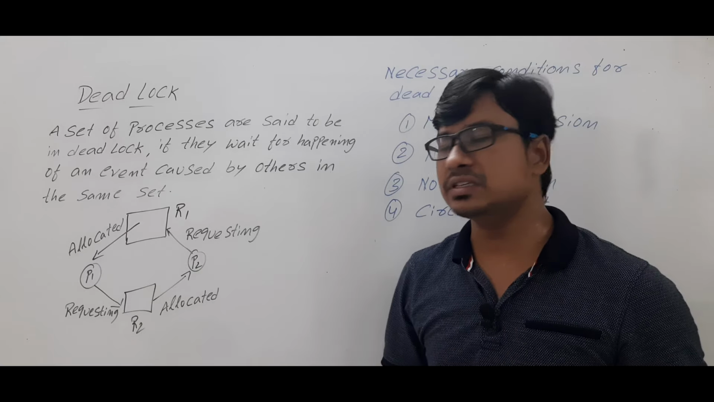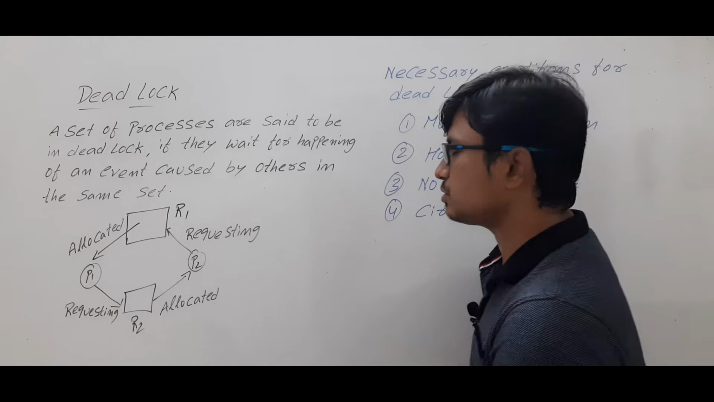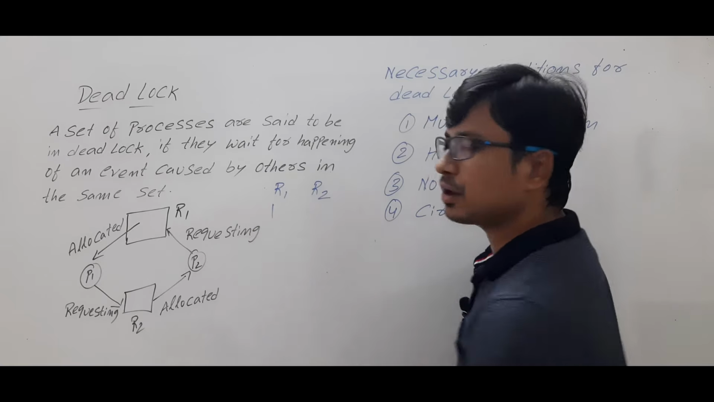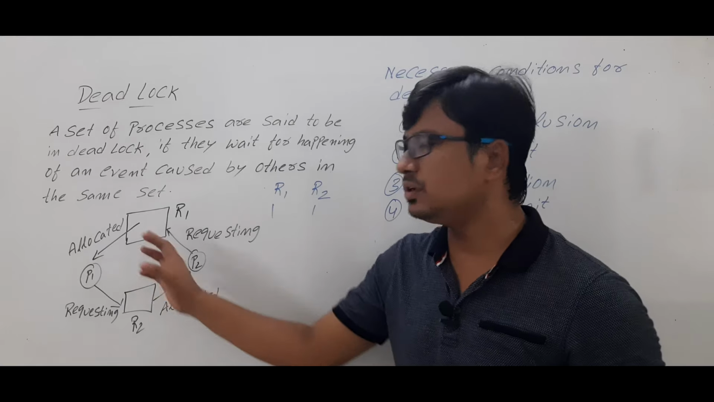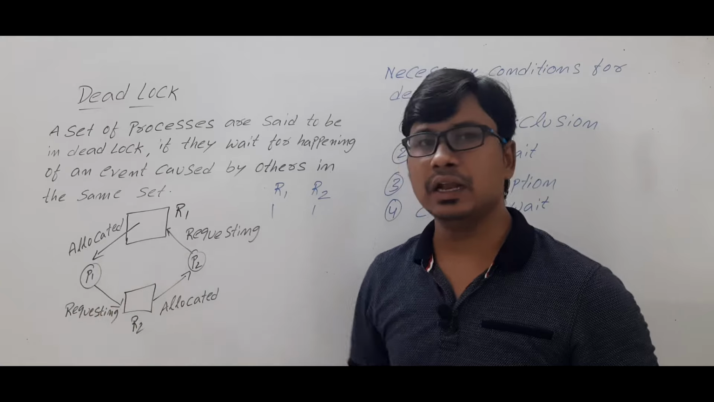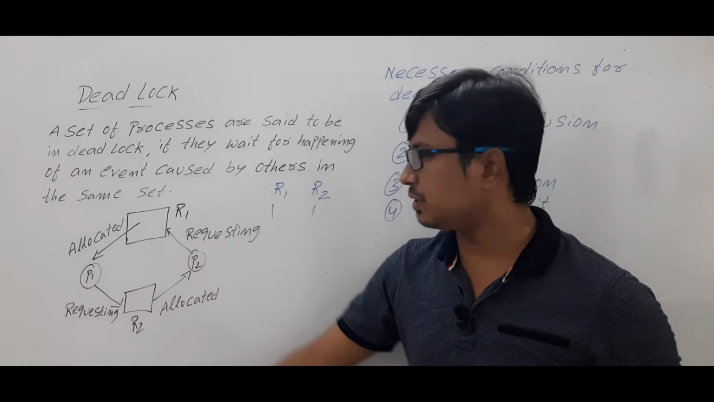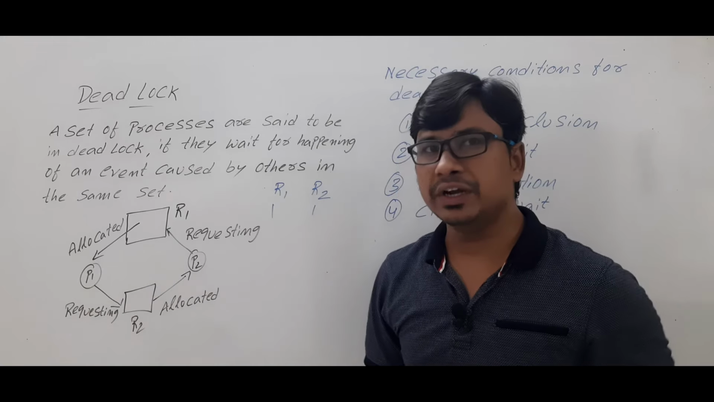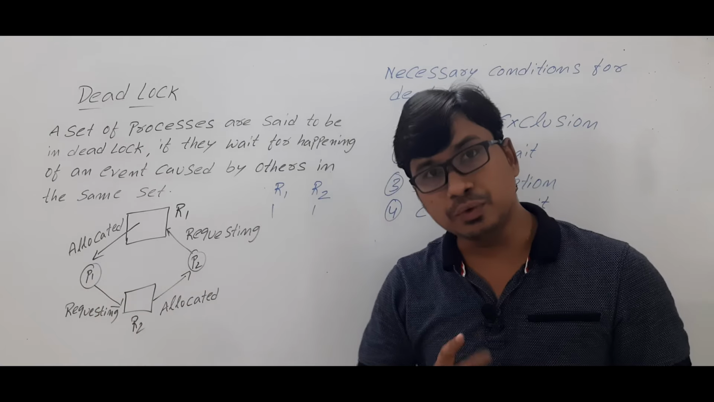Let me discuss with a simple example. Let's take that you have resource R1 and resource R2. You have 1 unit of resource R1, 1 unit of resource R2. If you have only 1 unit of resource R1, you can allocate to any one process. Let's take that resource R1 has been allocated to the process P1. Now process P1, if it wants to complete its task, it needs the resource R2 also.